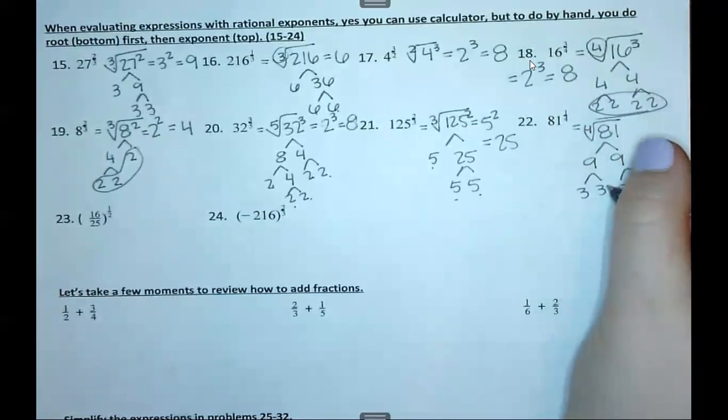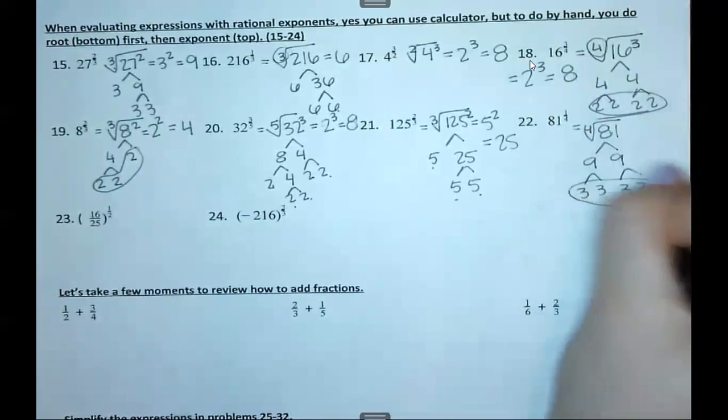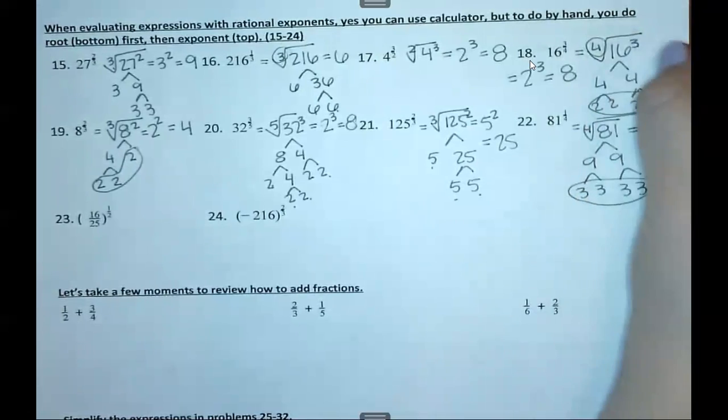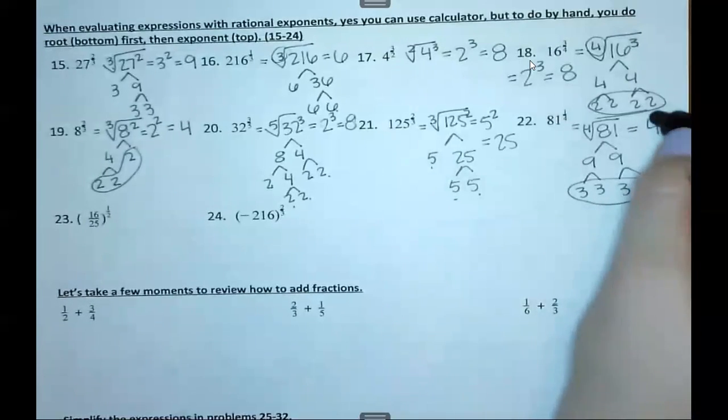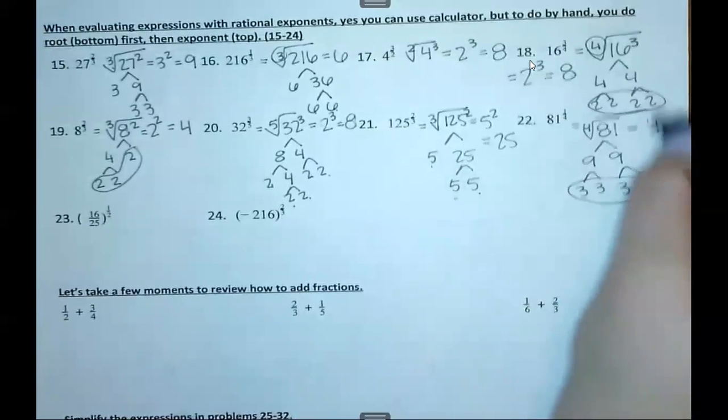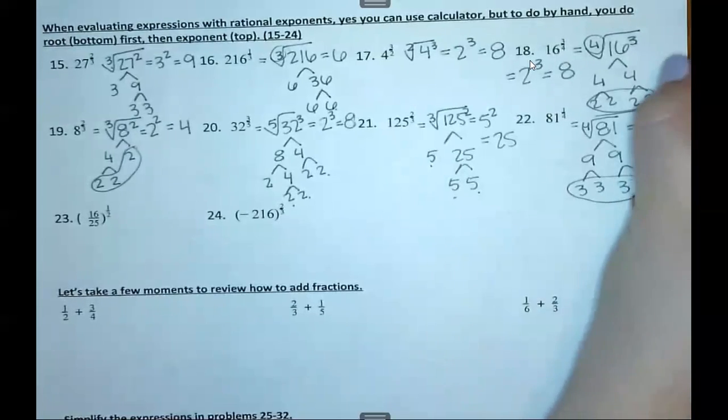So then I have 4 3s. And I don't have to write the 1st power, so there's my answer. Oh, not 4 3. Goodness gracious. I have 4 3s, so my answer would be 3.